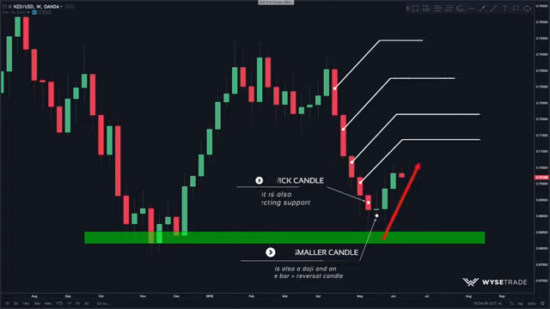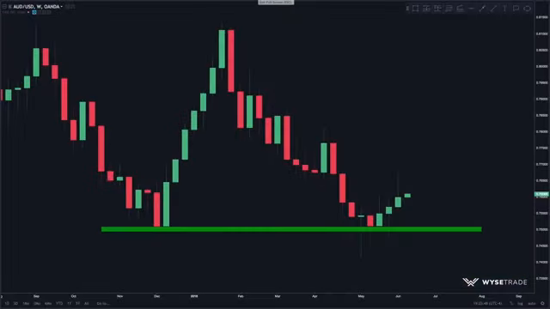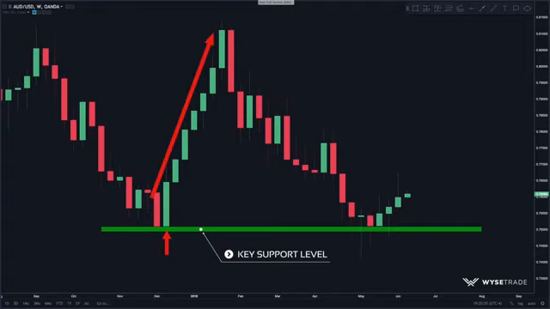So I'll show you this again on another pair. Here we have the Aussie dollar. This is a key level of support. As you can see from when price got here last, it hit and reversed upwards.